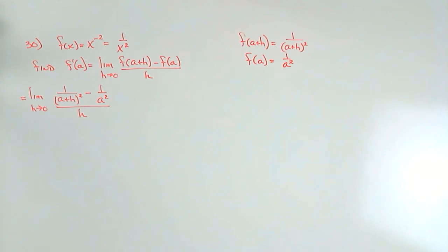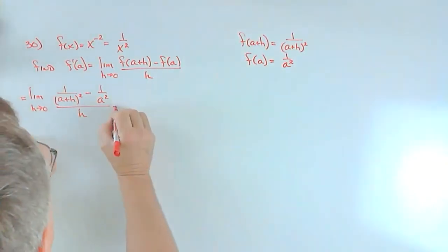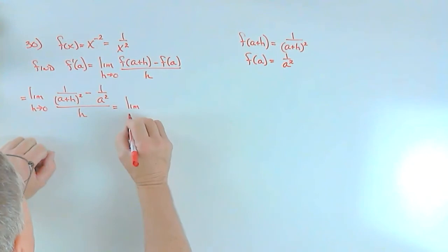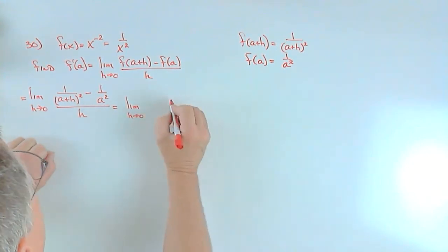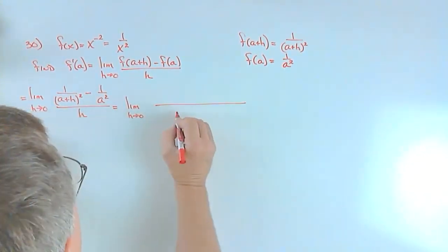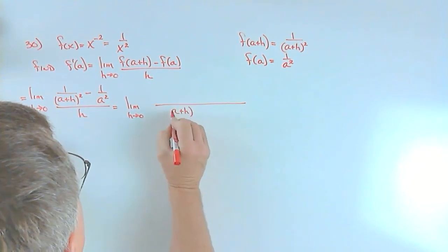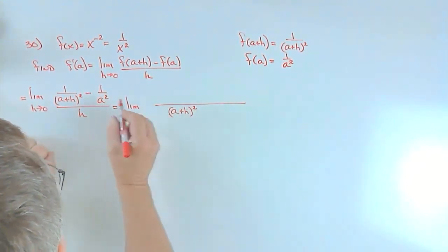And there's our friend, the complex fraction. We've seen this before in class, in our notes. We did the homework, and now we're seeing it again. So we need a common denominator. So what's our common denominator going to be? Well, it's going to be a plus h squared times a squared.